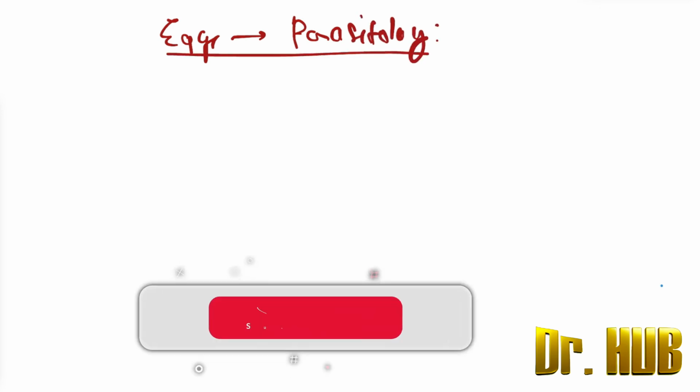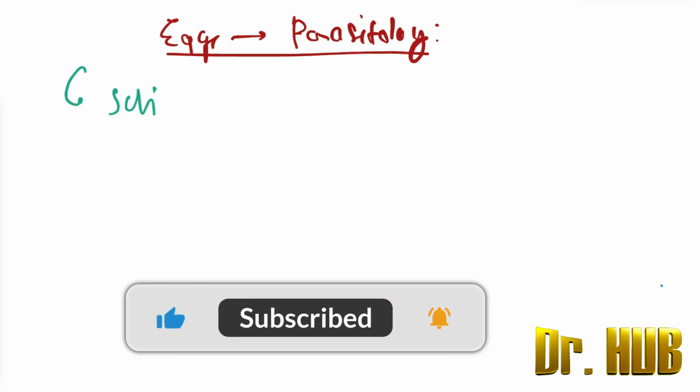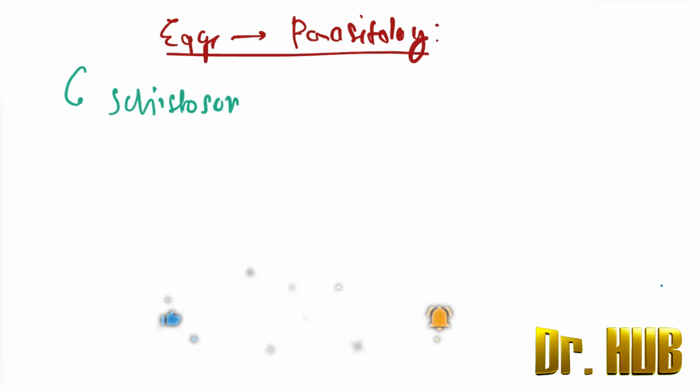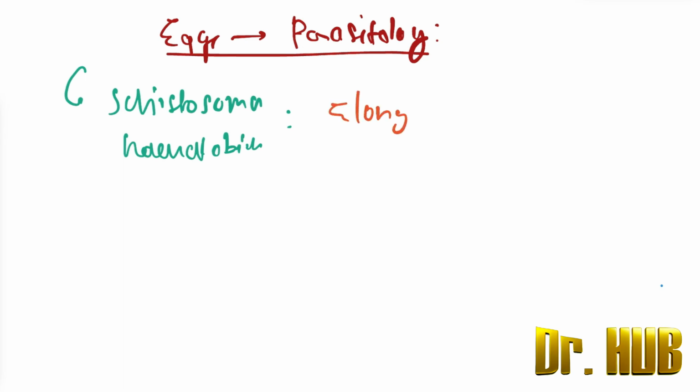So the first egg we are going to see is the Schistosoma haematobium. It is elongated, and it has the presence of a spine.